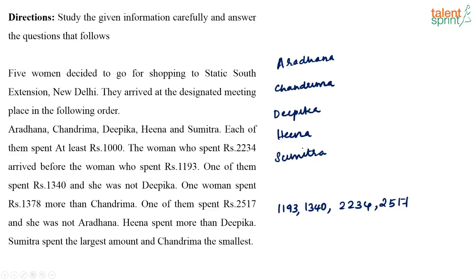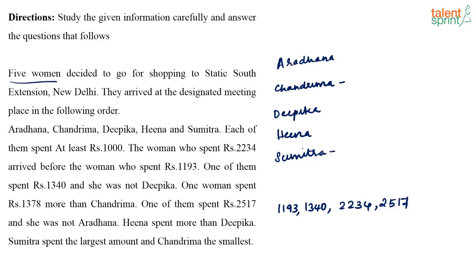So totally how many people are there? 5 women are there, out of which we know the amount spent by 4 women. Now we have to find out the amount spent by the 5th woman. Also they have given here that Sumitra spent the largest amount and Chandrika spent the smallest amount, right? So Sumitra spends the largest amount and Chandrika spends the smallest amount. And one more information that they have given here is that one woman spent ₹1378 more than Chandrima.